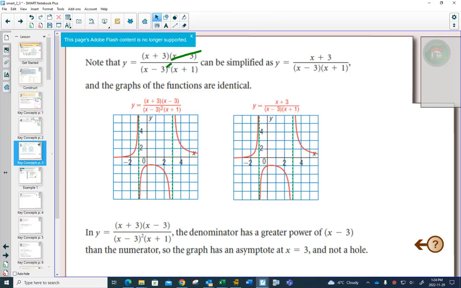But those ones, situations like this, they don't come up very often.